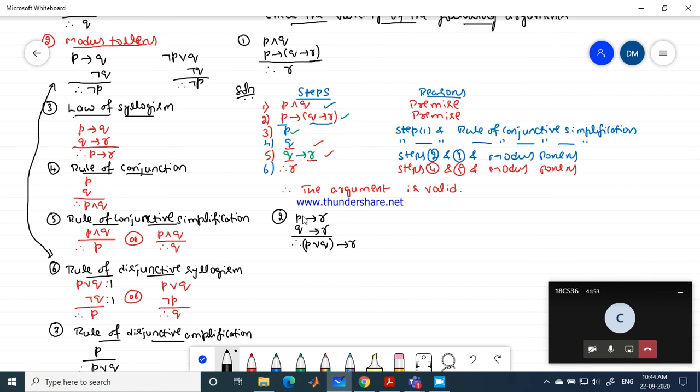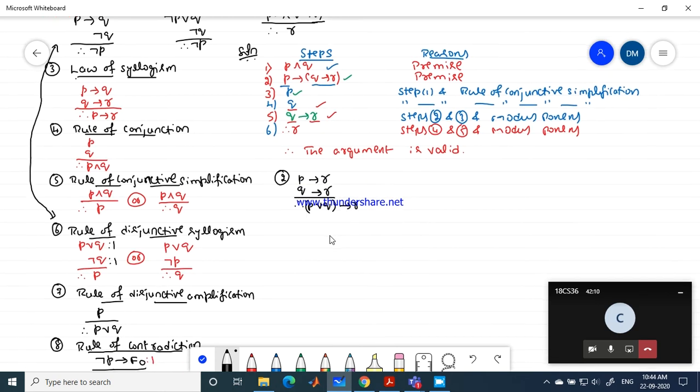Case number 1 says I am assuming this is the hypothesis and I am proving this result. Next I will consider the second case. I will assume this is my hypothesis and I will prove the same result. By combining them we can write this. So that's why we call this the rule of proof by cases.